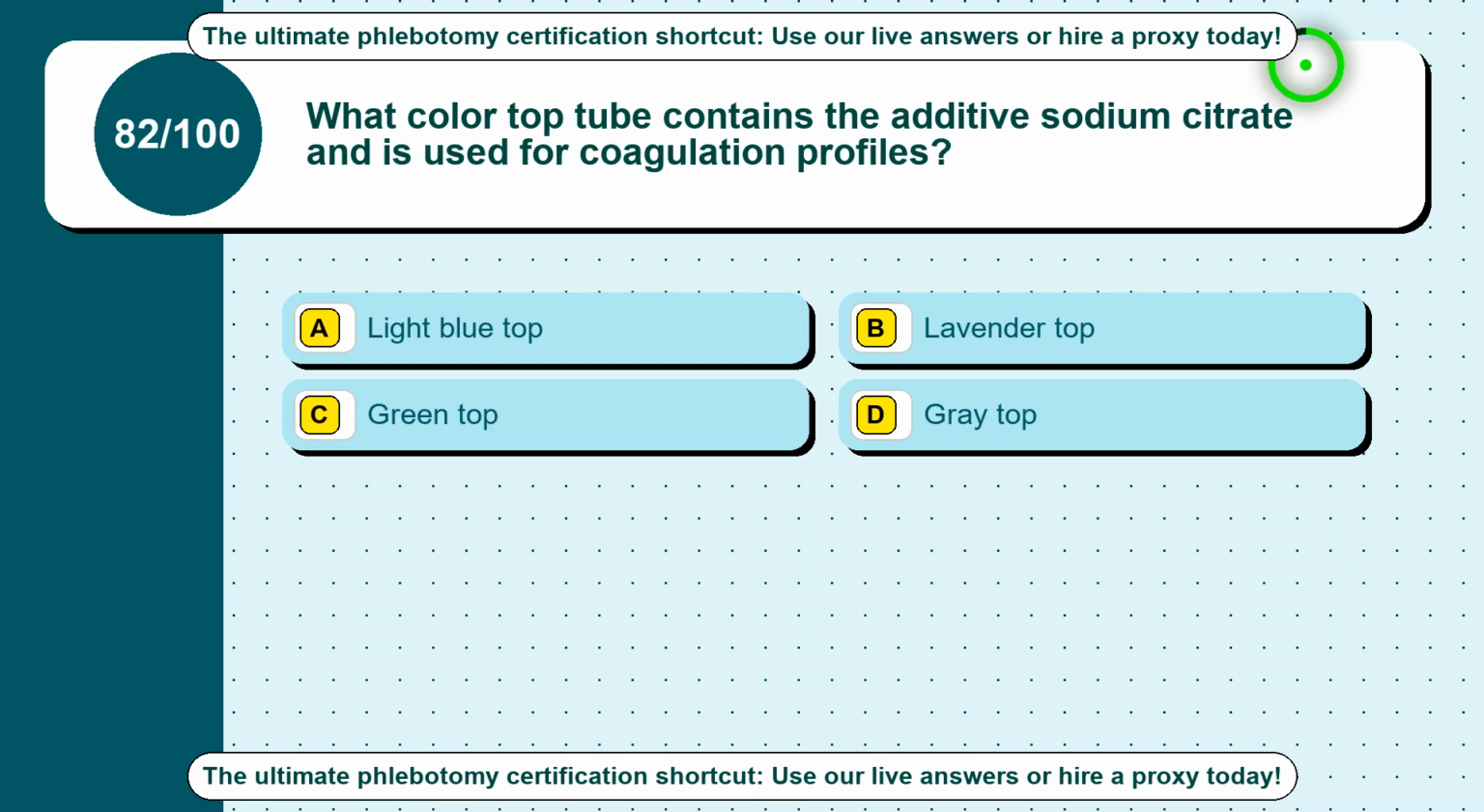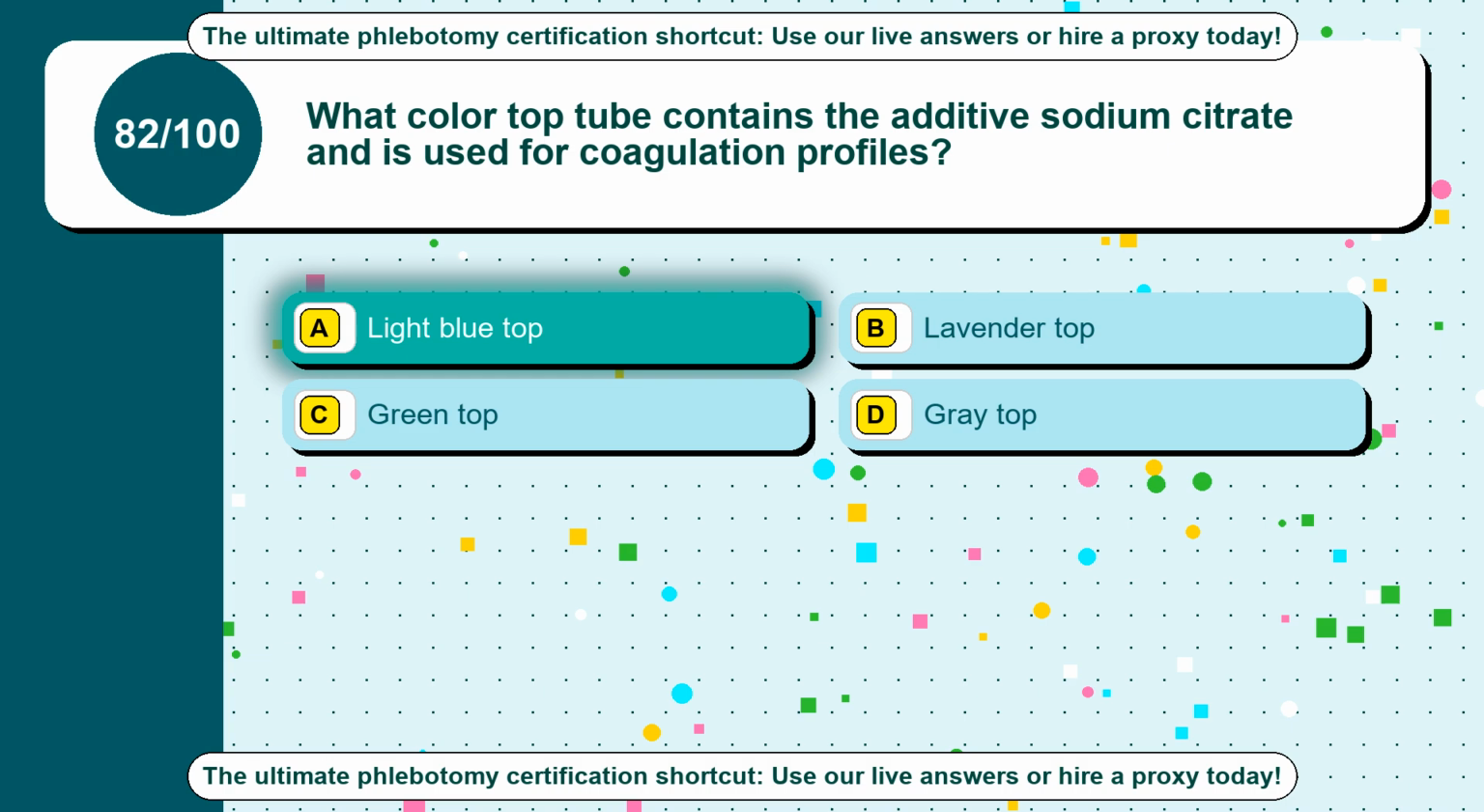Question 82. What color top tube contains the additive sodium citrate and is used for coagulation profiles? Option A. Light blue top. Option B. Lavender top. Option C. Green top. Option D. Gray top. The correct answer is option A.